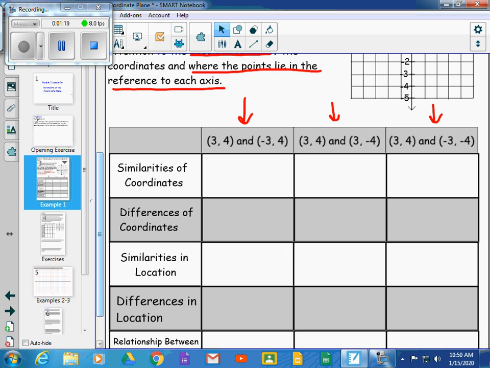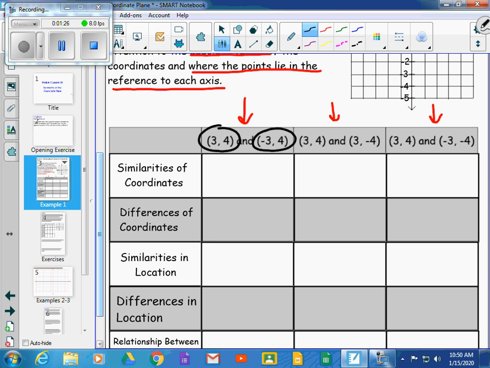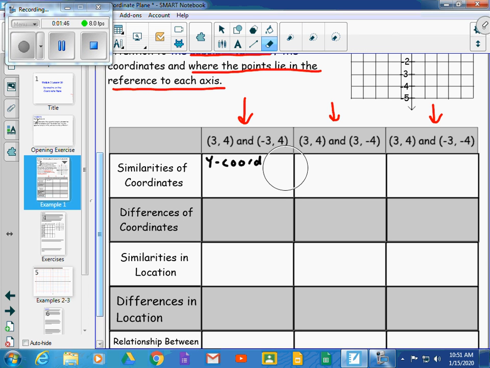I'm going to start by talking about the similarities of the coordinates. Now, when we talk coordinates, we're talking ordered pair. We want to look at just the ordered pair. We want to forget about the points for the time being. We just want to focus on 3, 4 and negative 3, 4. We can see that they do have some similarities. First of all, the second coordinate, or the y coordinate, I'm going to abbreviate. Those are the same. Both of the y coordinates are 4.